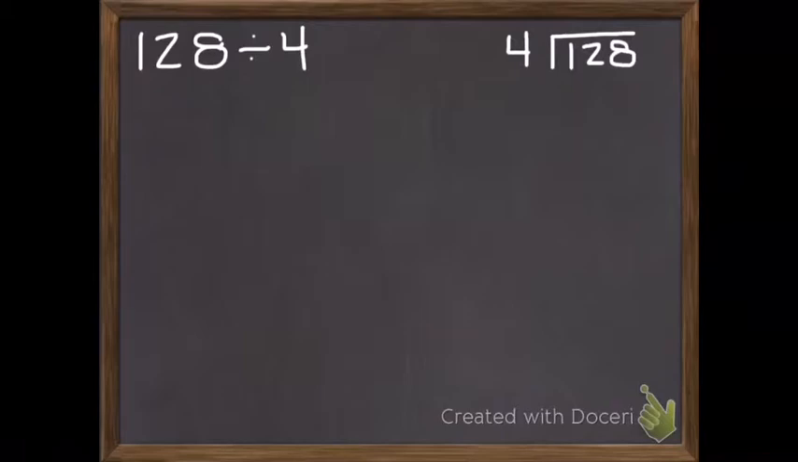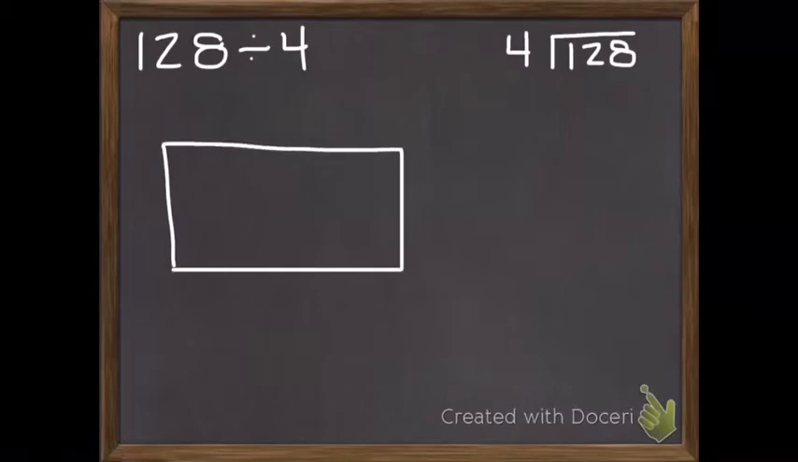This problem is 128 divided by 4, and you can see that I've written it in two different ways. So let's get started with drawing our area model and placing the divisor on the left. Feel free to stop the recording if you'd like to try this on your own first and then check your work.